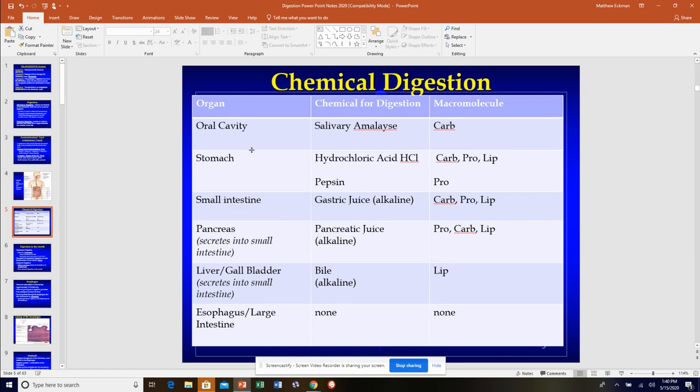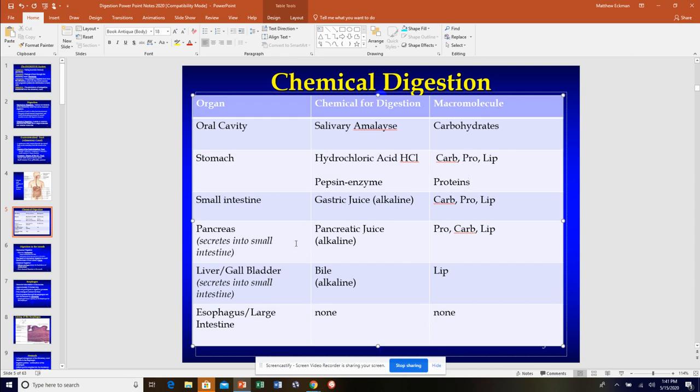In our mouth, the very first place chemical digestion happens is through salivary amylase. I don't know if you remember talking about this in biology, but amylase takes carbohydrates and breaks them down into simple sugars. So carbs, carbohydrates, that's the very first stop. We'll get to these other ones as we go along, but we'll take a sneak peek ahead. The stomach secretes a couple of things: hydrochloric acid and pepsin, which is an enzyme. And pepsin breaks down proteins. That's what that pro is short for there.